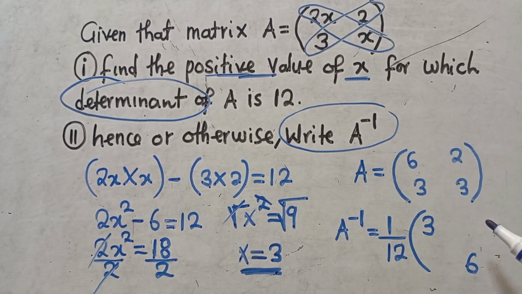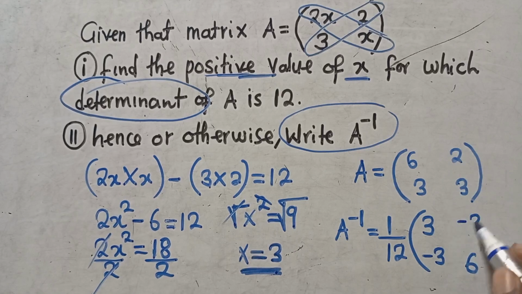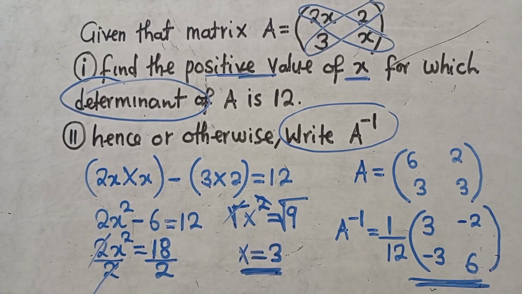What happens to the minor diagonal? Signs will change. This is positive, it becomes negative. This is positive, it becomes negative. So this is the inverse. You can end here if you want. There is no problem. But if you know what you are doing, you may proceed.